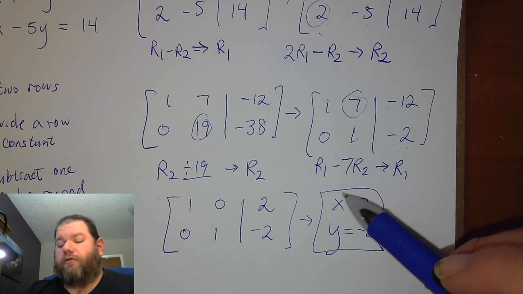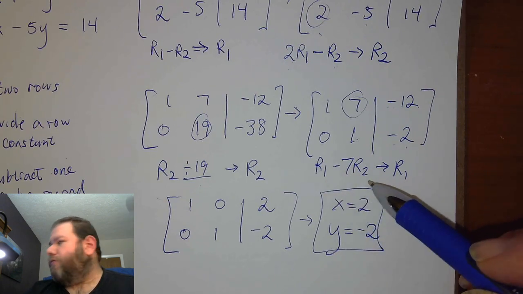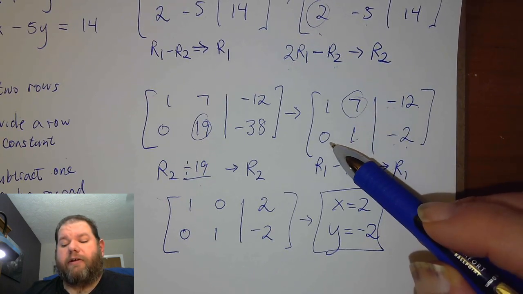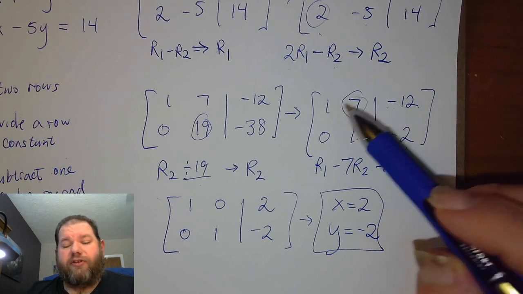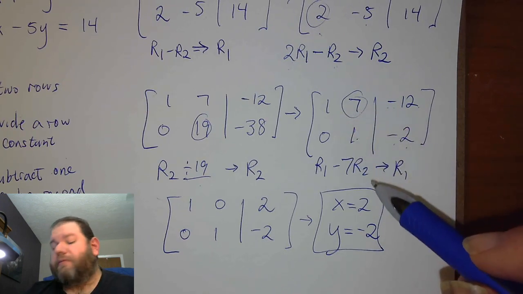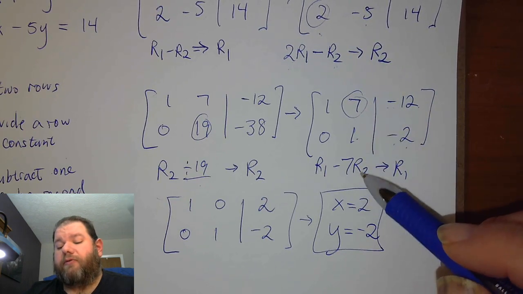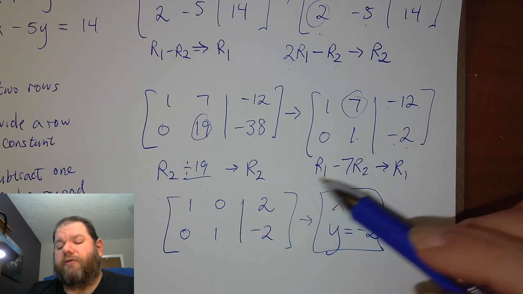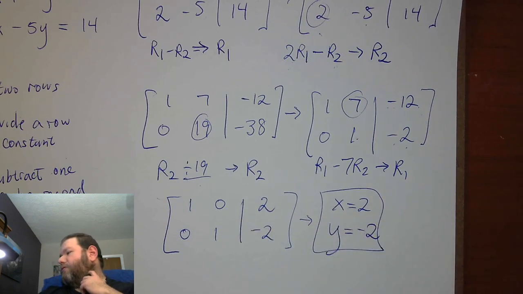Now, when you said 7 times row 2 minus row 1, that would work. That would give us a 0. But it would actually make this a negative 1. And we don't want to change that one, if possible. So we want to start with row 1, 7, and subtract 7 times row 2, 1. 7 minus 7 does give us our 0, and then we change the other two accordingly. Okay. Alright.